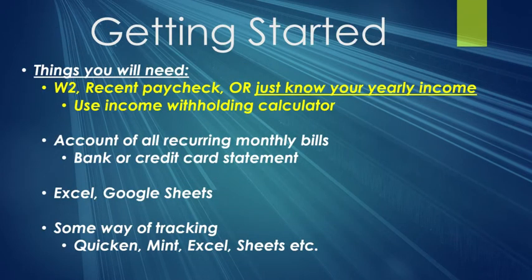So best case scenario is you're going to have both a recent W-2 and a pay stub. This way you can get some precise information about the taxes and any expenses that you pay through your employer, such as dental or health insurance. If you don't have these documents, though, that's okay. You should know what your hourly wage or salary is, and then from there you can use an income withholding calculator online to roughly figure what your tax bill is going to be.